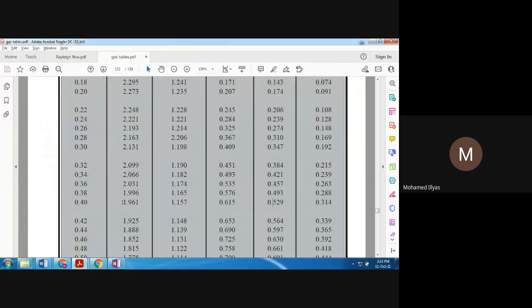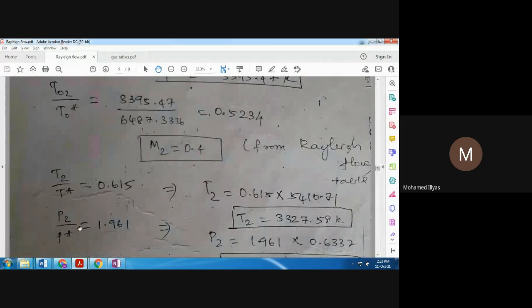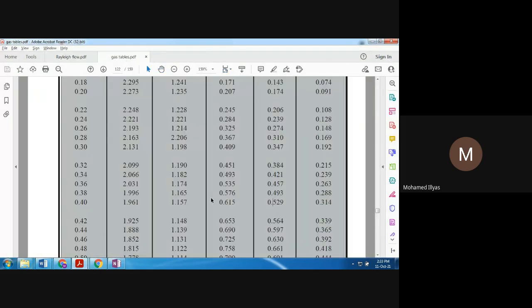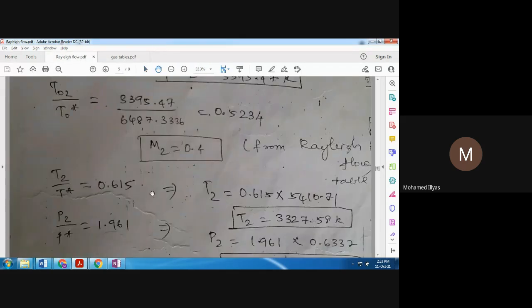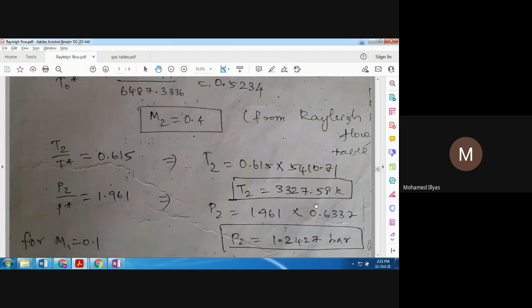So second one is 1.961. We have 1.961 as P by P star, and T by T star is 0.615. Yes. So here we have 0.615. So the critical properties we already know. So we'll write T2 as 0.615 into T star. So we'll get our T2 as 3327.58.